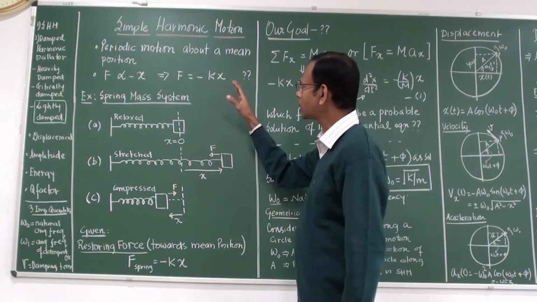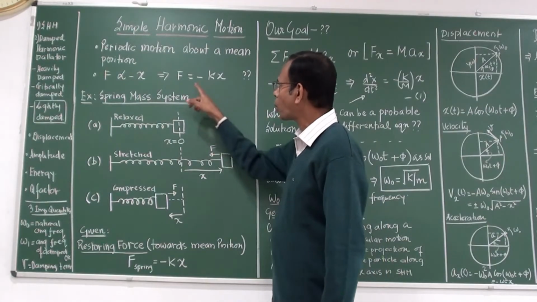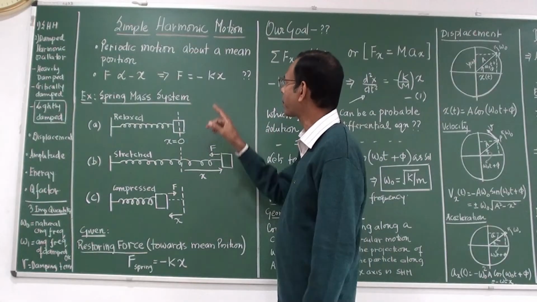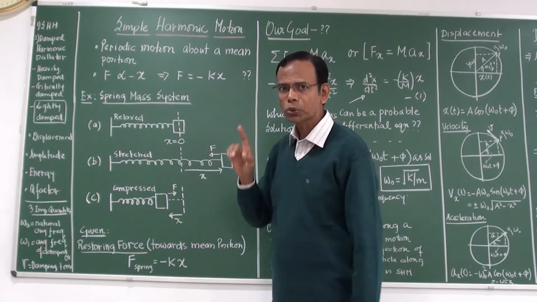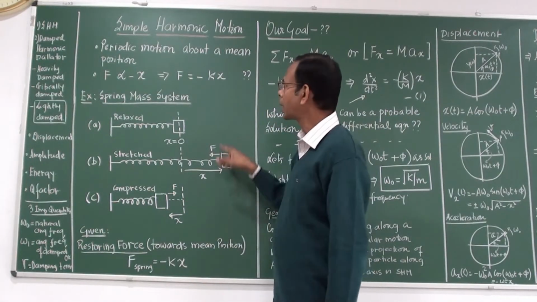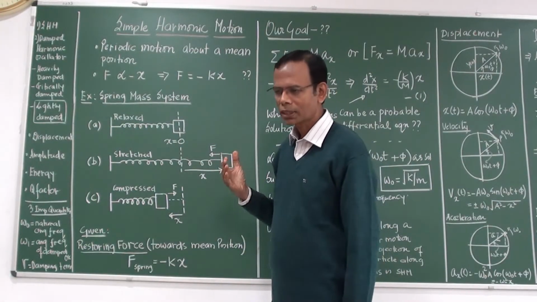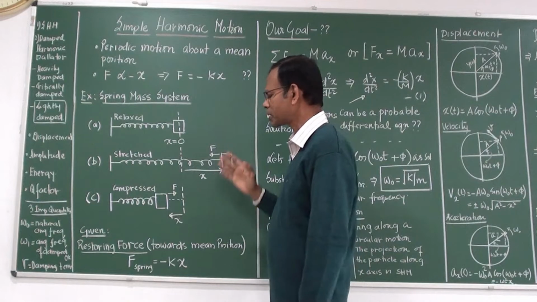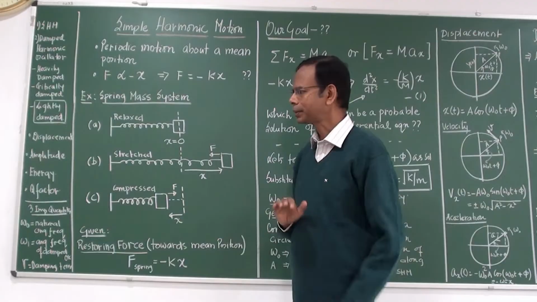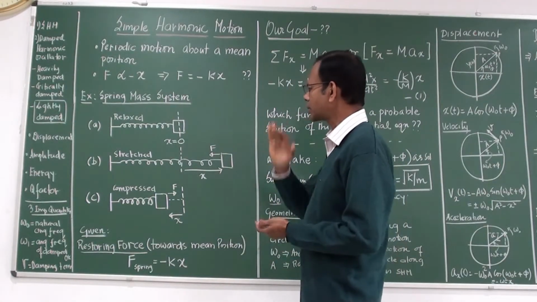So what we find from here is that this equation contains three important pieces of information. One is the force is always towards the mean position, the direction. Second, it is proportional to the displacement of the body from its mean position. And third, the force is negative to the displacement, that means in a direction opposite to that of the displacement. Displacement is a vector from the mean position to the particle. Okay. So now this is clear to us.